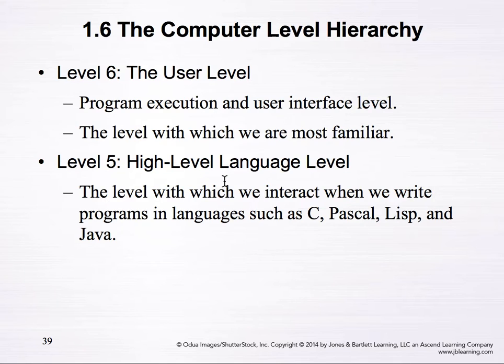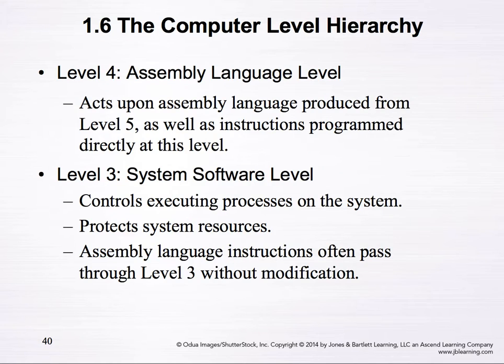Level 5, that's the high level programming language. It's the level where we interact when we write programs in a language such as C, Pascal, Lisp, and Java, and so on. So with a high level programming language we can develop different programs. That's at level 5. Level 4, that's the assembly language level. It acts upon assembly language produced from level 5, as well as instructions directly written in assembly language, and that constructs level 4.